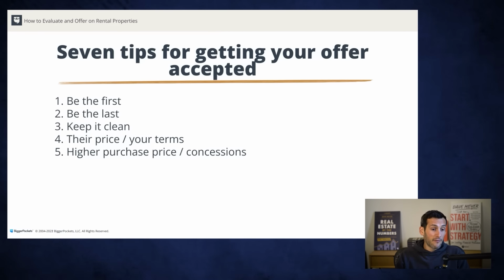Number 6 is offer multiple options. Sometimes sellers don't know exactly what they want. Again, you need to talk to the seller, their agent, and figure this out. But sometimes you might be able to offer multiple options and see which one they like.